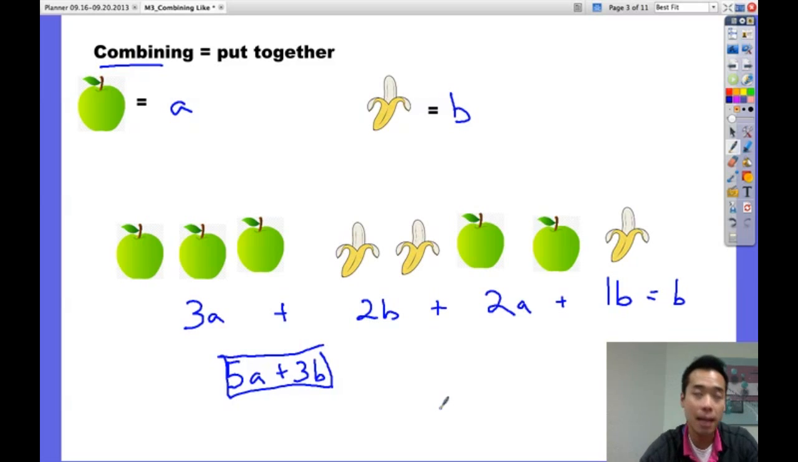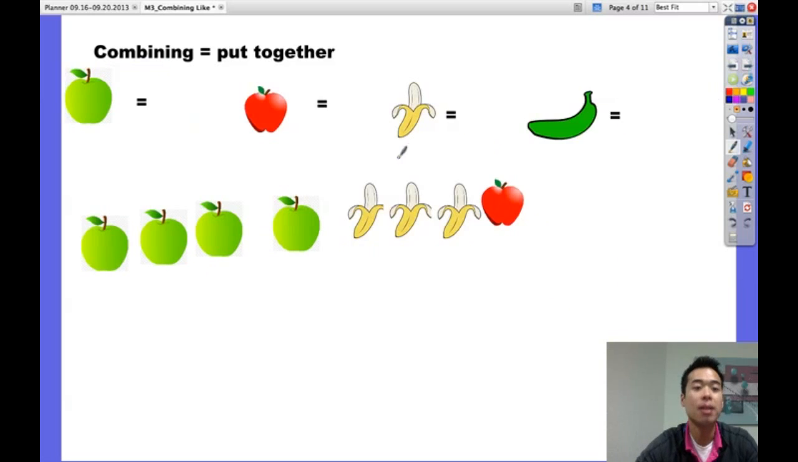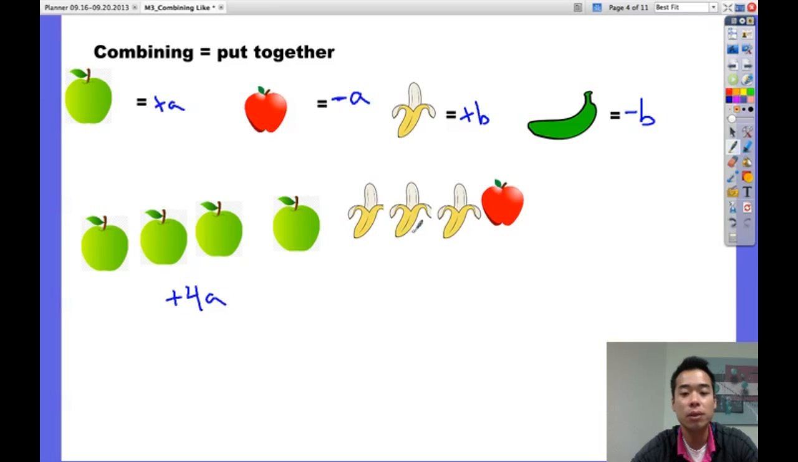I want you to keep bananas and apples in mind because it's going to help you really understand adding and combining like terms. Here I have something a little bit different. I have 1 green apple, so let's say that's a positive apple. 1 red apple, today I'm going to say that's a negative apple, so negative a. Positive b, negative b. Here on the screen, let's write down what we have. We have 1, 2, 3, 4 green apples, so I have a positive 4a. I have 1, 2, 3 bananas, so positive 3b. And I have 1 red apple, which is a negative apple.